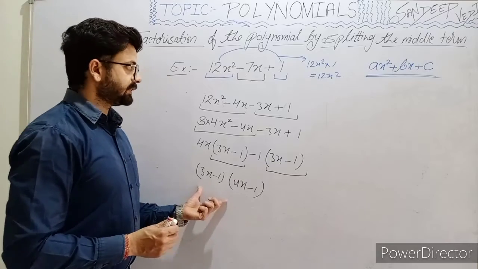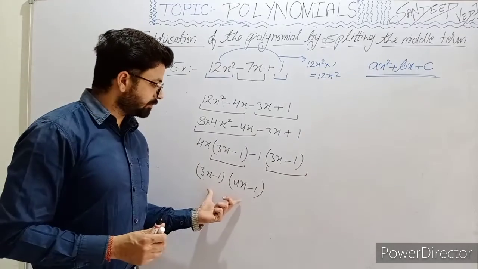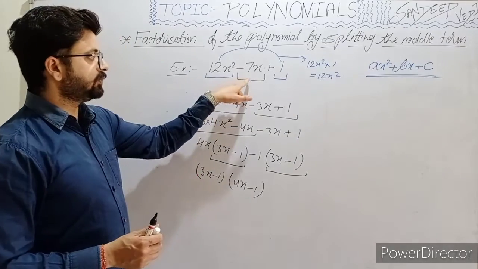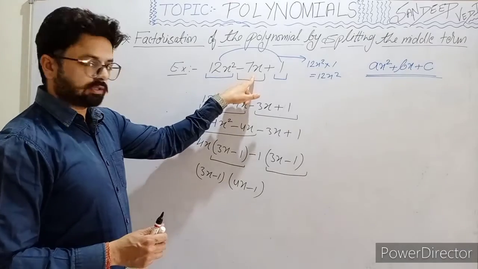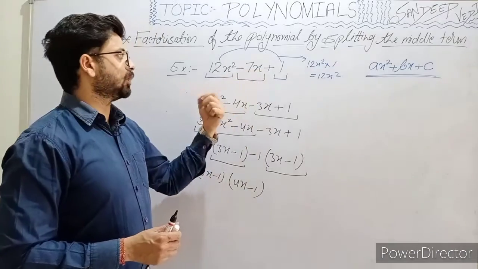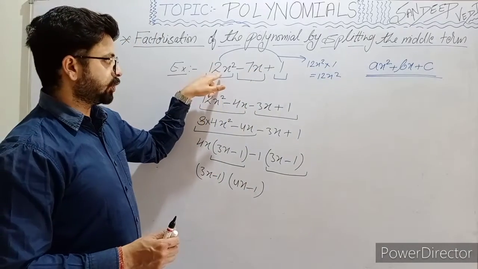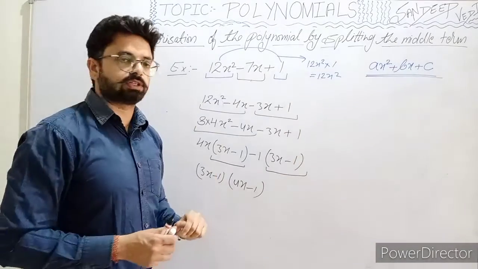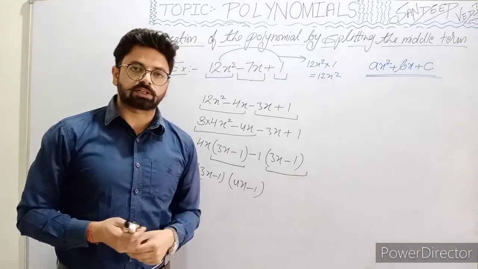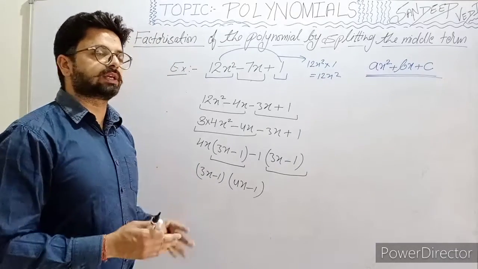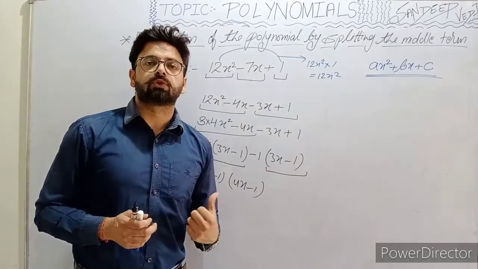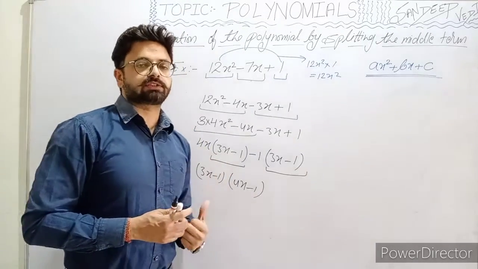This is the method of splitting the middle term. And guys, the main thing I told you: we have to split the middle term in that way whose sum is coming the term itself and the product is coming the product of the first and last term of this quadratic polynomial. So guys, this is the middle term splitting method, and it's the most popular method in quadratic polynomials and quadratic equations. Guys, it's very useful for you, so you should practice this method.